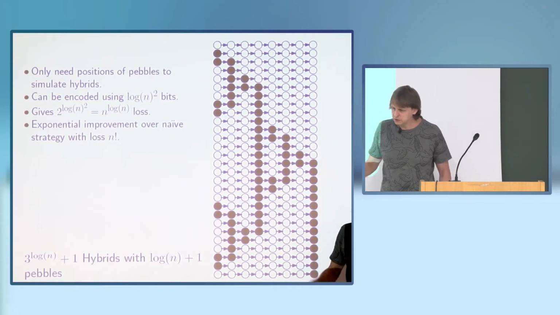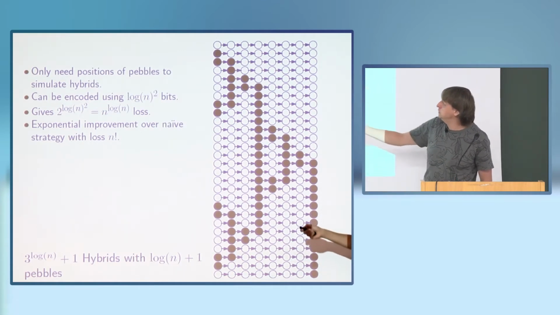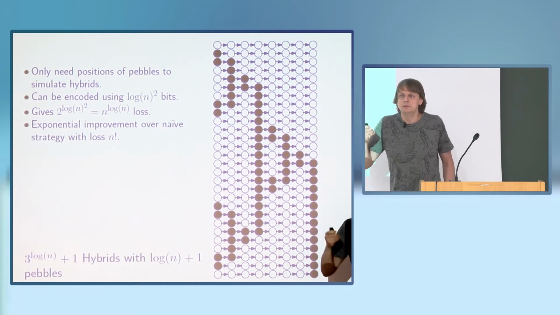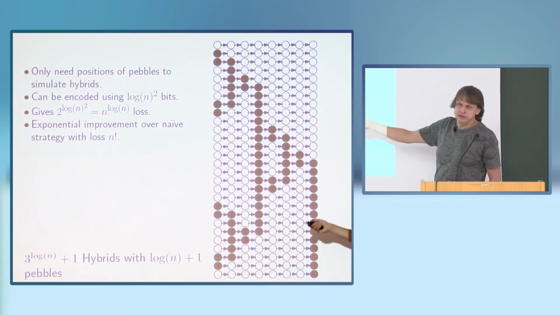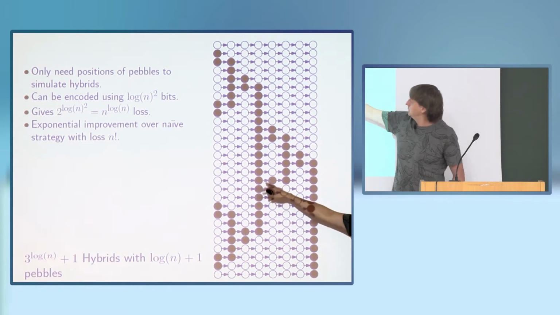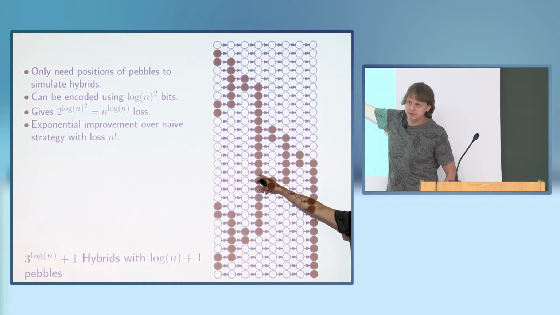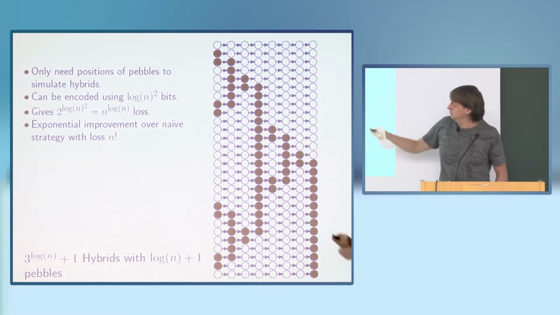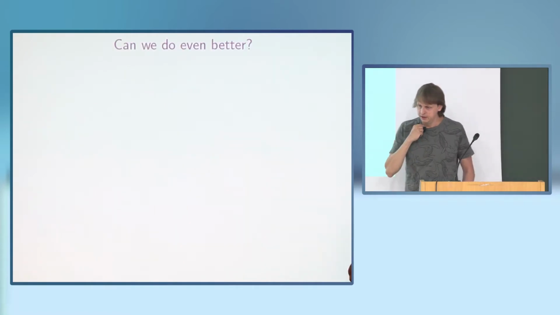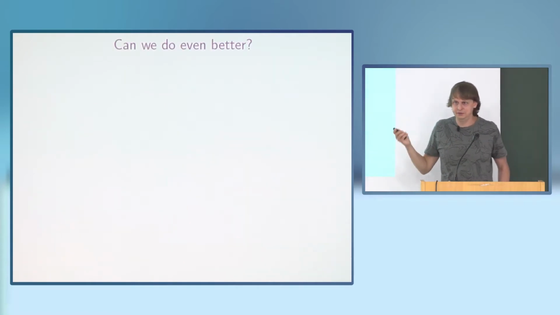Okay. So if you use this sequence of hybrids, instead of losing n factorial, you only lose something like n to the log n, because you can encode each and every configuration using only log squared n bits. This is key: I need log n bits to tell you where this pebble is, and there are at most log n of them. So slightly super polynomial, n to the log n. Okay, but the question is, can we do even better than n to the log n?